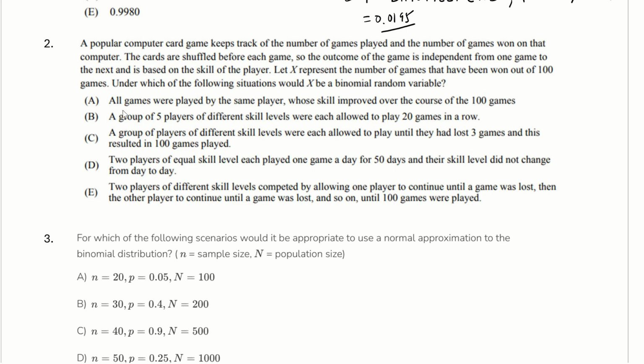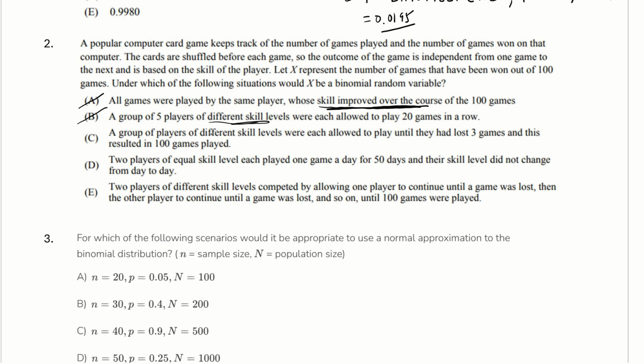All right, so part A: all games were played by the same player whose skill improved over the course of the 100 games. No, that wouldn't be true because now the probability of success changed and it's no longer independent. The probability changed over time. So not A. B: a group of 5 players at different skill levels were each allowed to play 20 games. Again, different skill levels, so that means different chances of success.